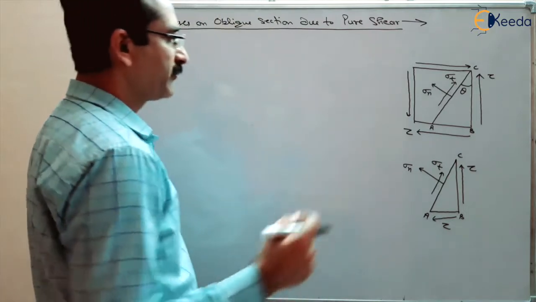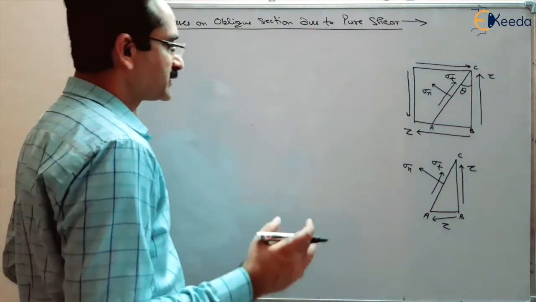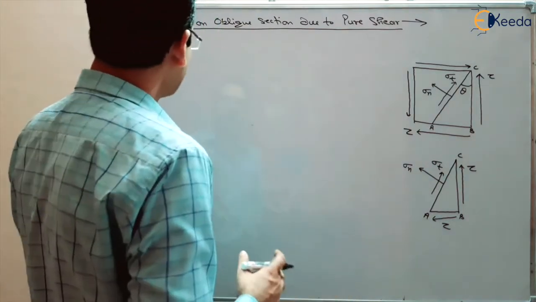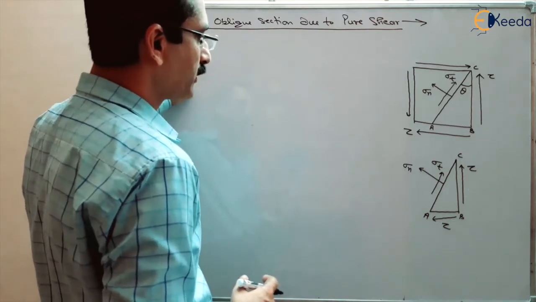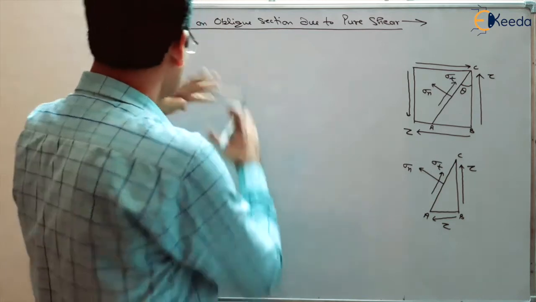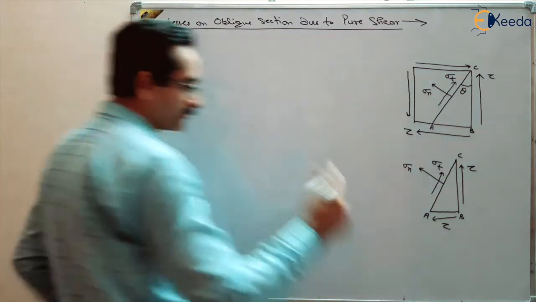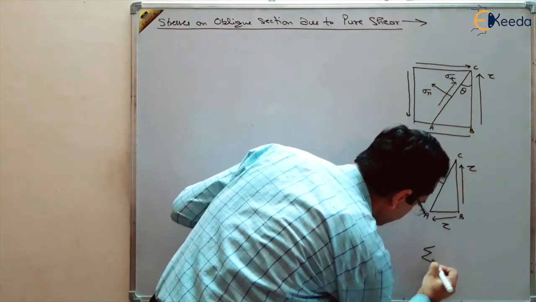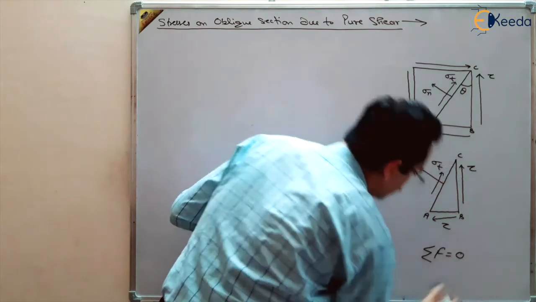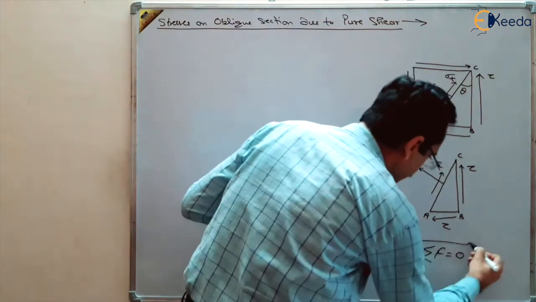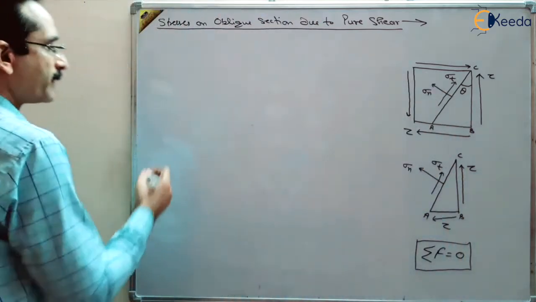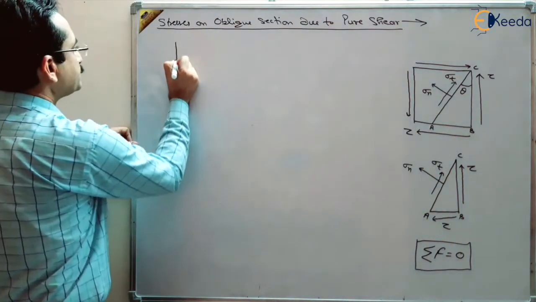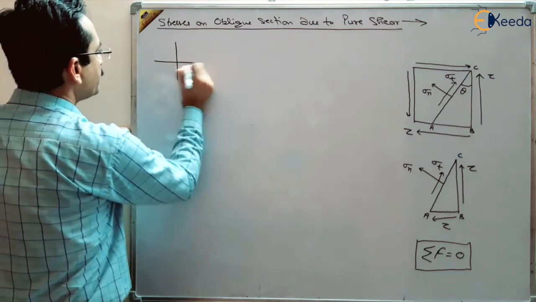Now we can have a free body diagram where the stresses are acting, right? So we can make a star, and on that star or free body diagram we can find out the forces. Our thumb rule is that sigma F will be equal to zero, that is, the sum of the forces in any direction will be equal to zero. This we will use. So let us make a star. Suppose this is our star.